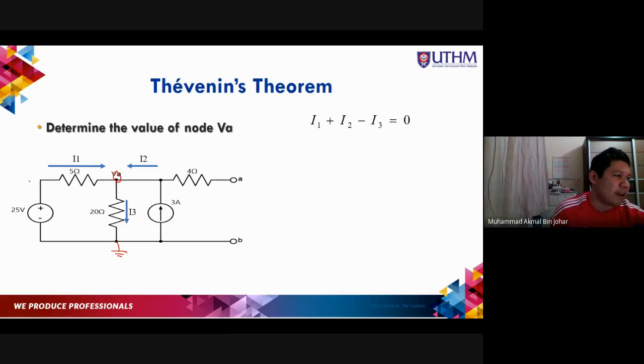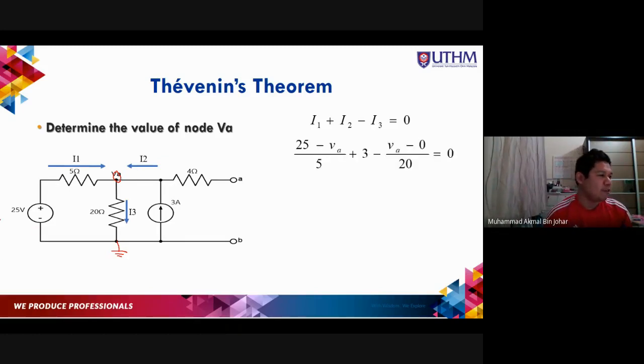Daripada sini kita check I1 adalah pass daripada 25 volt kepada point VA. So, we can say that 25 minus VA, sebelum tolak selepas, divide by 5. 25 tolak VA divide by 5. And then pass I2, because this is equation of current kan? So, bila equation of current, kalau kita tahu dah pass 3 ampere, terus letak 3 ampere. Tak payah divide apa-apa lagi. So, 3 ampere as I2 because that's the value of I2.